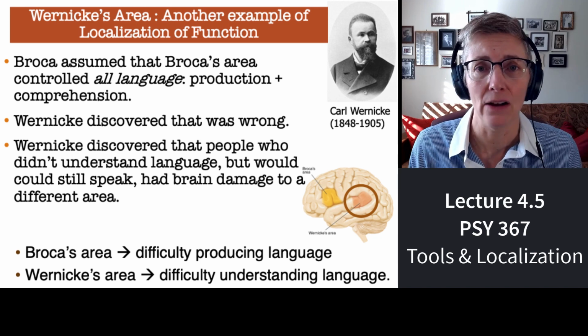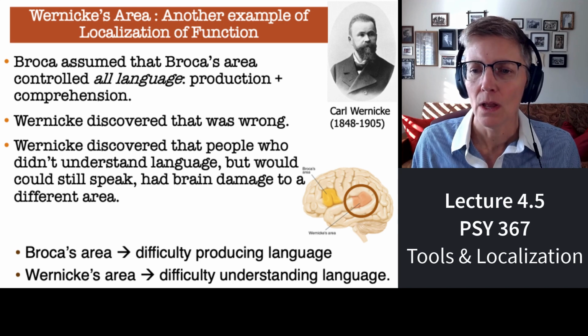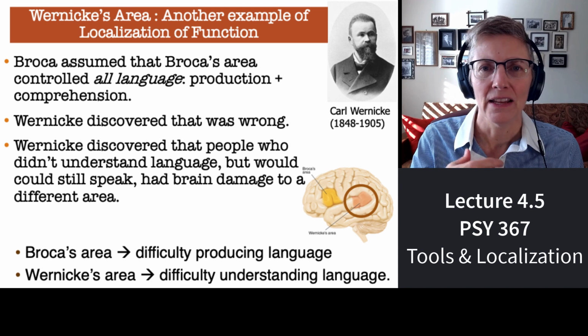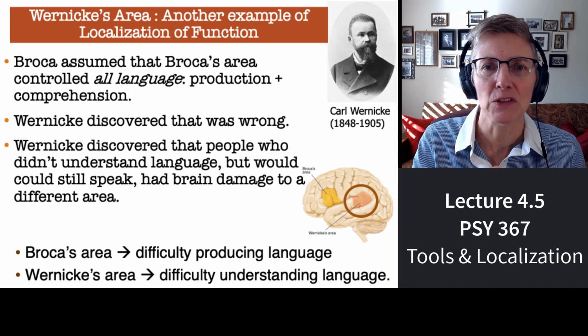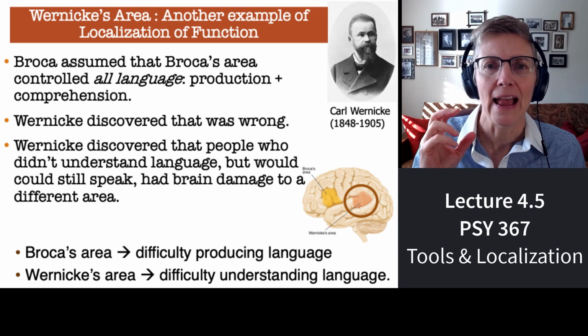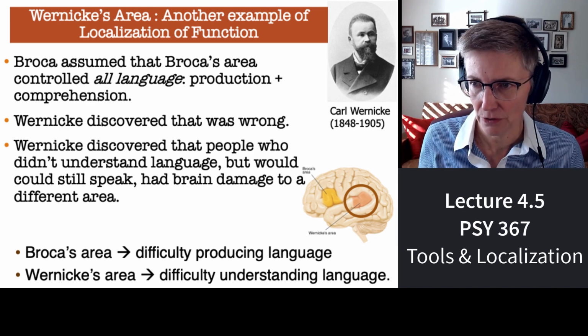It turns out that different aspects of language are localized in different areas of the brain, right? So Broca's area, which is up in the frontal lobe, is responsible for producing language, or involved in the production of language. And Wernicke's area is involved in the comprehension of language.